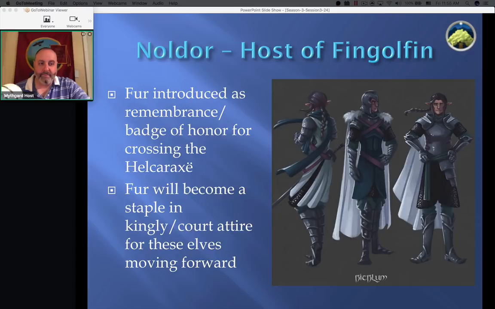Assuming there are domesticated animals among the Noldor, which we know they have horses, would they have cows, goats, sheep? They might do.